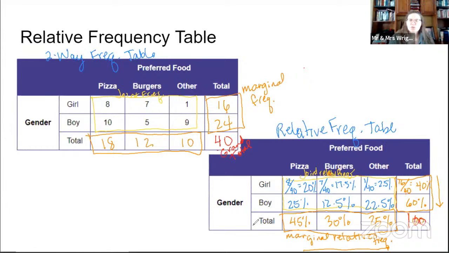Then the total food that people liked is going to be when we add these frequencies together. So 45 plus 30 plus 25. And when I add all those together, I also get 100%. So our relative frequency table is filled in and it's correct. I verified it, the percentages, by doing all the addition.